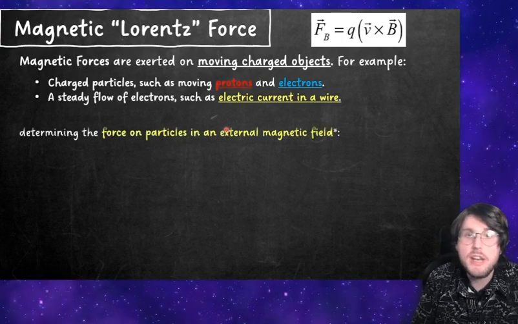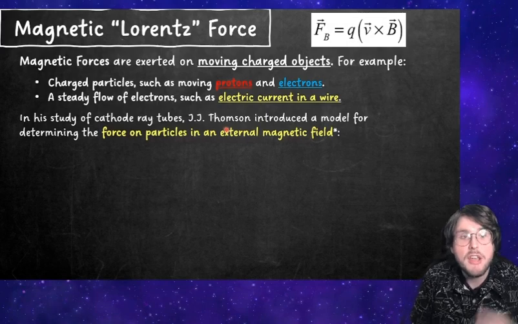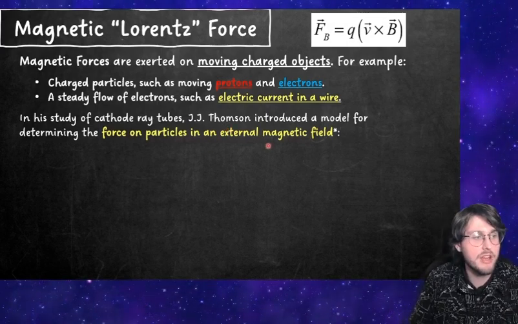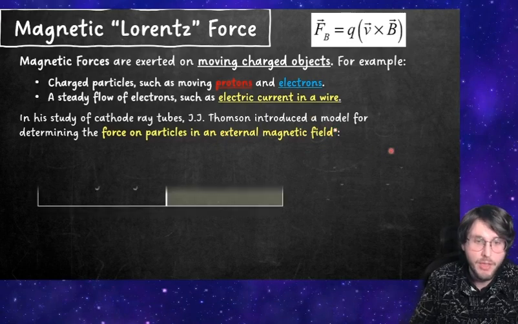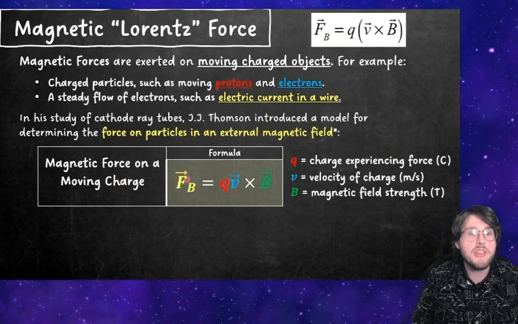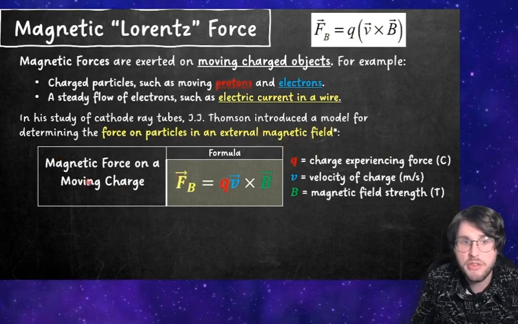So in his study of the electron, J.J. Thomson, famous for the discovery of the electron, introduced the first model for determining the force on particles in an external magnetic field. So that equation is the one you see at the top of the slide here. This is the official equation for magnetic force on a moving charge, otherwise known as the Lorentz force.